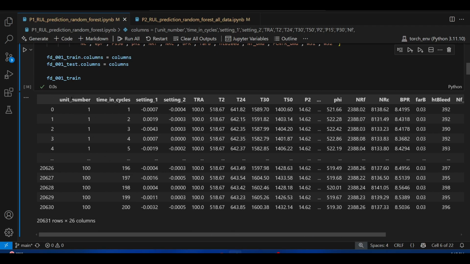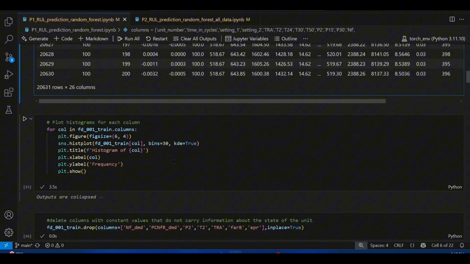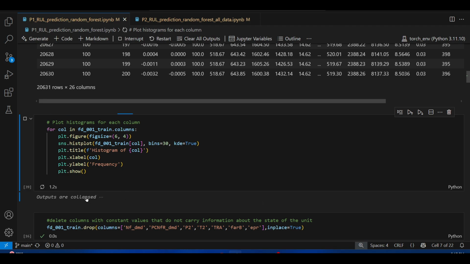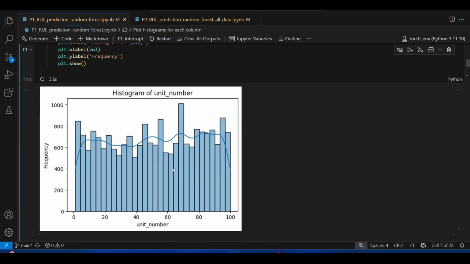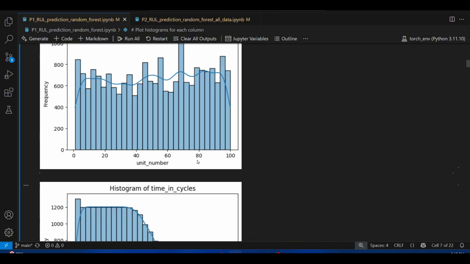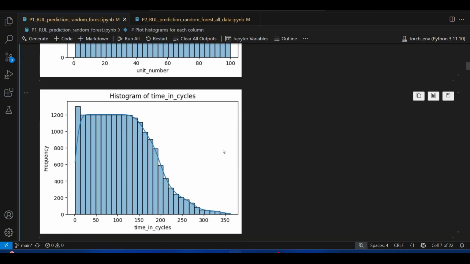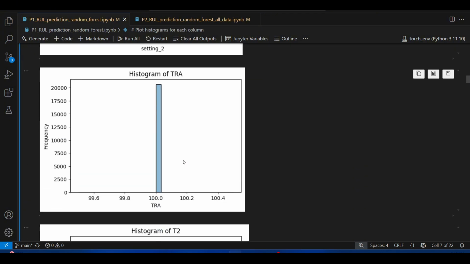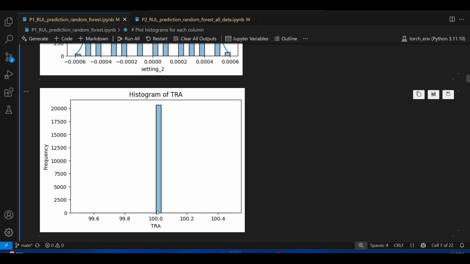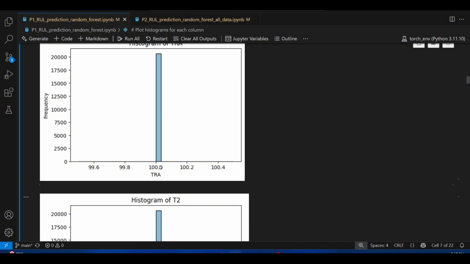All right, the first one is the unit number, then the time in cycle. And now I'm going to plot them. So you see, this is for the unit number, then time in cycle, setting 1, setting 2. And for this example, this TRA doesn't change at all. So this kind of feature doesn't have any predictive power. So we can neglect them.